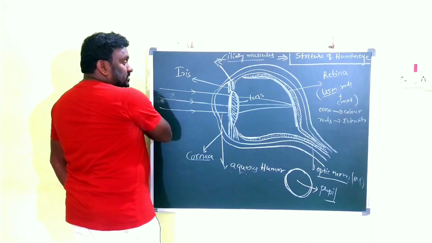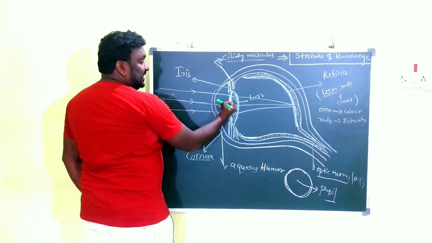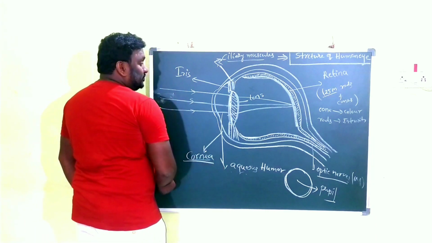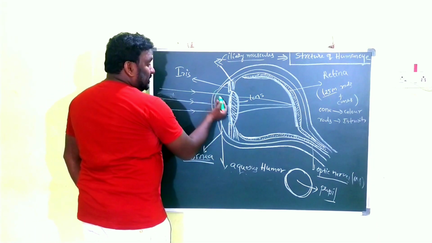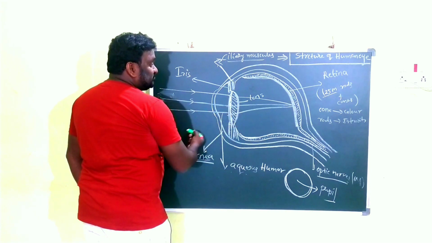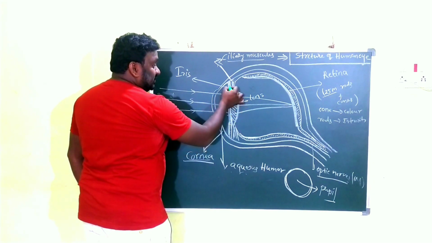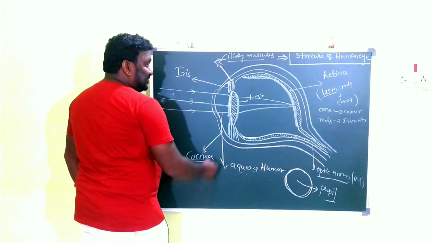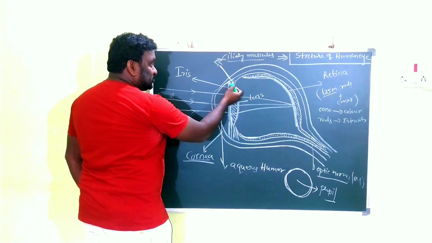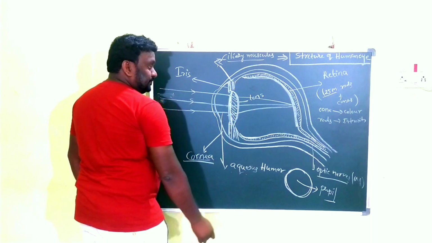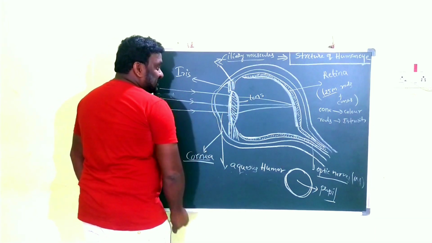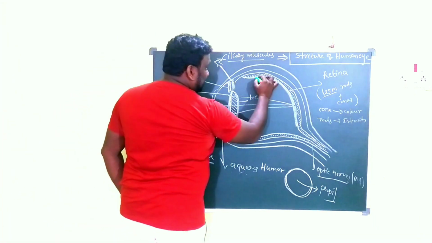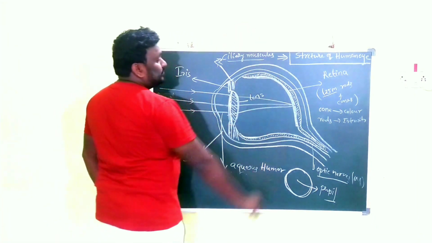So when the light is coming from an infinite distance, the light passes through the cornea, aqueous humor, pupil and iris. Here the pupil allows the light, but the amount of light should be controlled by the iris only. The pupil allows the light to pass through the lens. The lens forms the image on the retina.